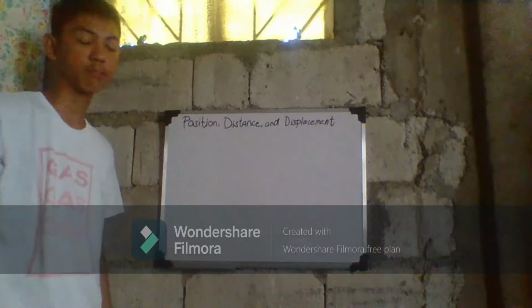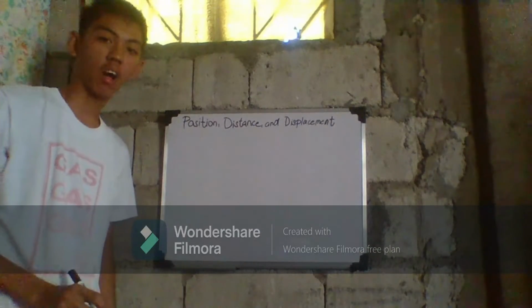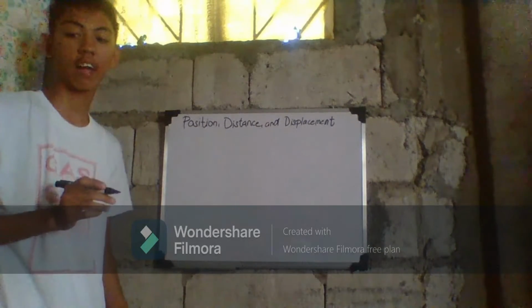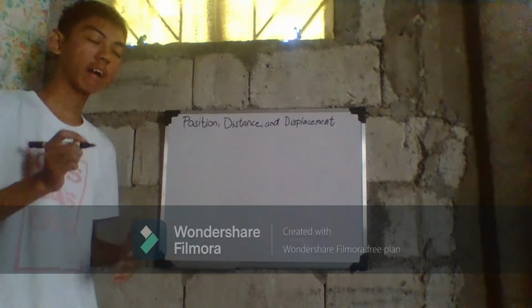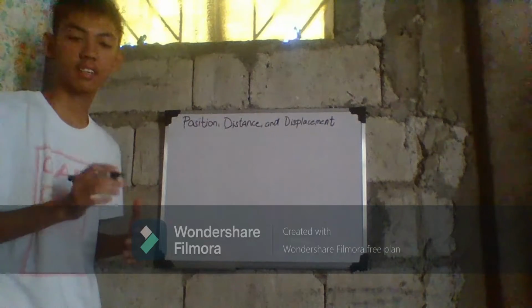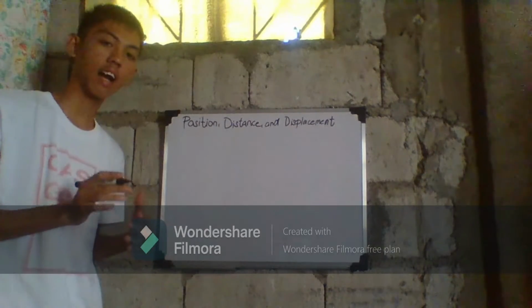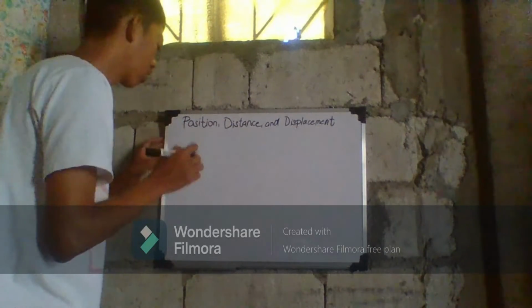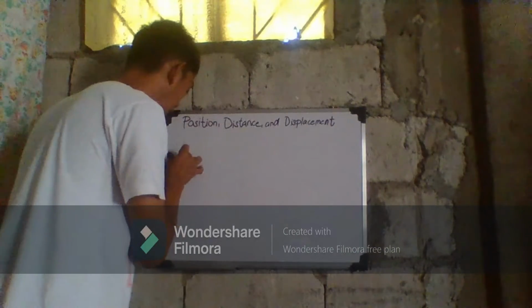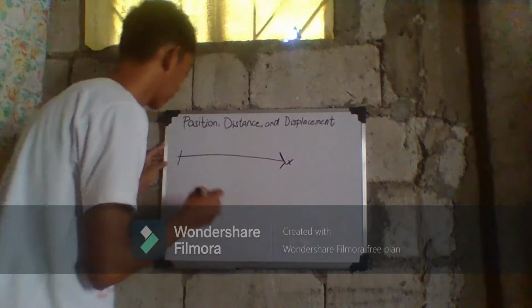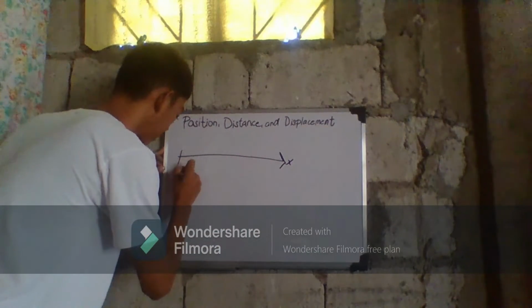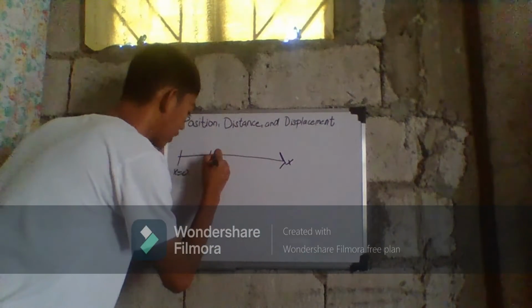Position, distance, and displacement. When we say position, the first step we need to do is describe the motion of a particle so we can set up a coordinate system and define a location. So, I'll just draw the X axis of our coordinate system. That's X, so X is equal to 0. That is the initial position.